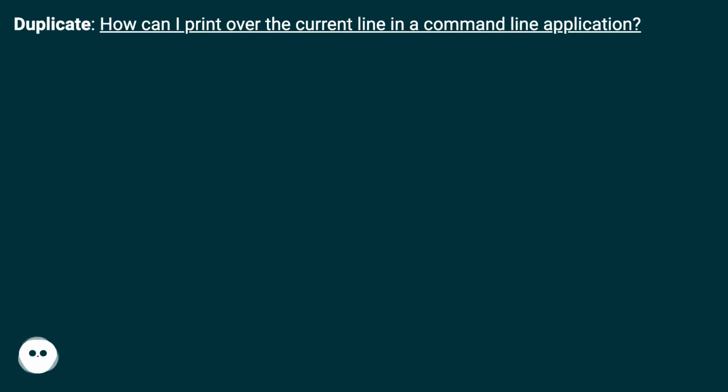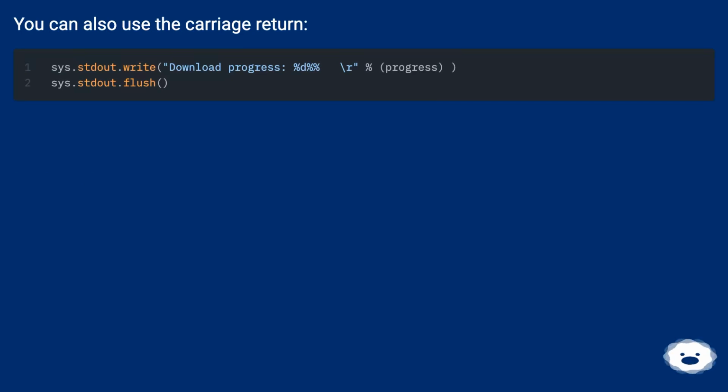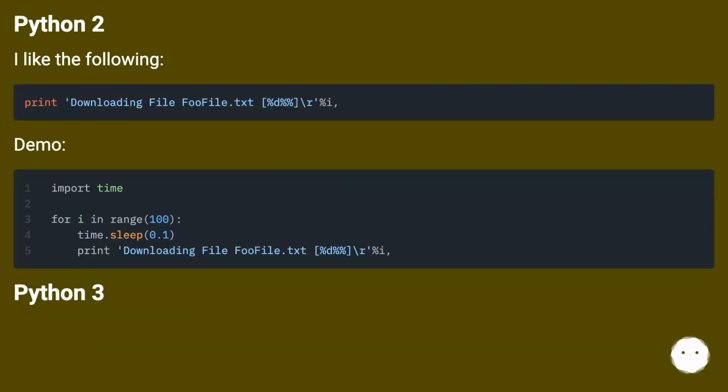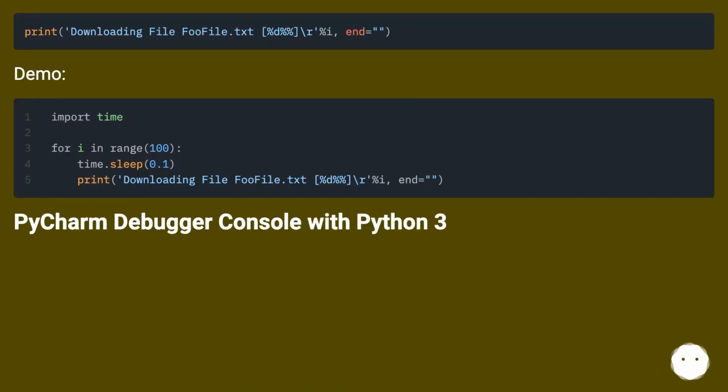Duplicate: how can I print over the current line in a command line application? You can also use the carriage return. Python 2. I like the following. Demo. Python 3. Demo.